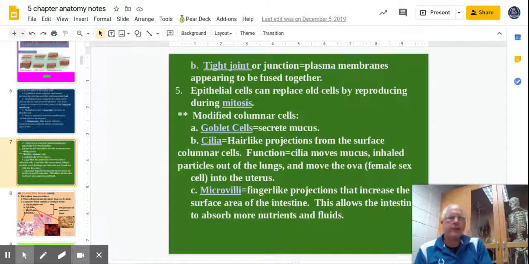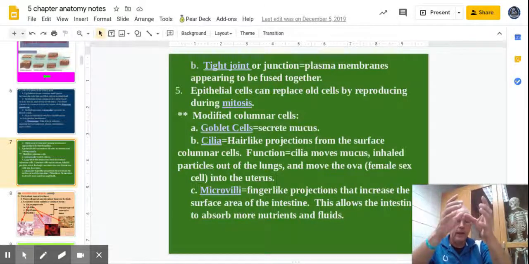Last thing is these. Sometimes we take columnar cells and we modify them. Okay, goblet cells look like maybe you've seen medieval pictures where they have those little skinny, or like an Erlenmeyer flask in chemistry, skinny top, round bottoms.